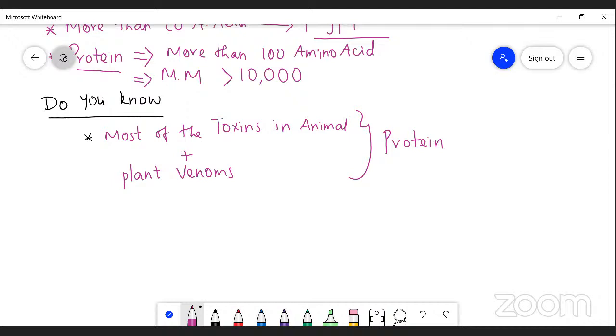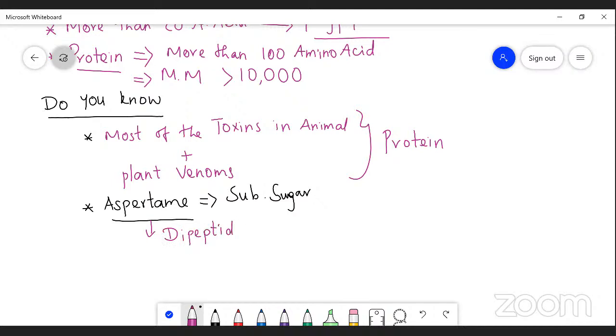If you are taking a substitute for sugar, we are taking aspartame. Aspartame is a chemical which is used as a substitute for sugar. And this aspartame is a dipeptide. Suppose we take the structure of aspartame.